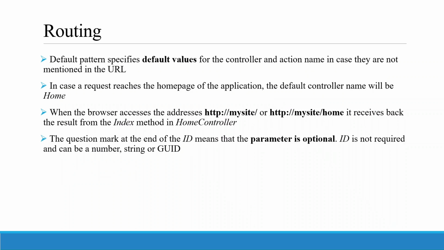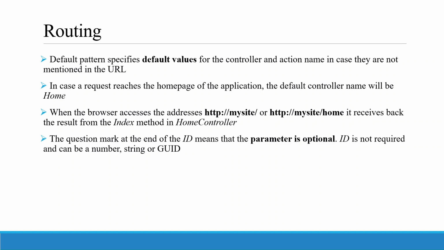The default pattern specifies default values for the controller and action name in case they are not mentioned in the URL. In case a request reaches the home page of the application, the default controller name will be Home. So when the browser accesses the address mysite, which is of course a placeholder for the name of our website, or mysite/home, it receives back the result from the Index method in the Home controller.